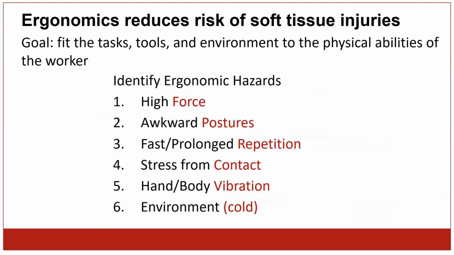Ergonomics is the science to reduce the risk of soft tissue injuries. Since heavy physical demands will cause excess wear and tear on a worker's body, the goal of ergonomics is to fit the job tasks, tools, and environment to meet the physical abilities of the worker. There are several ergonomic hazards that should be considered in each work task because they can make the work too demanding for a worker's body. These hazards are high force, awkward postures, fast prolonged repetition, stress from contact, hand and body vibration, and working in a cold environment.